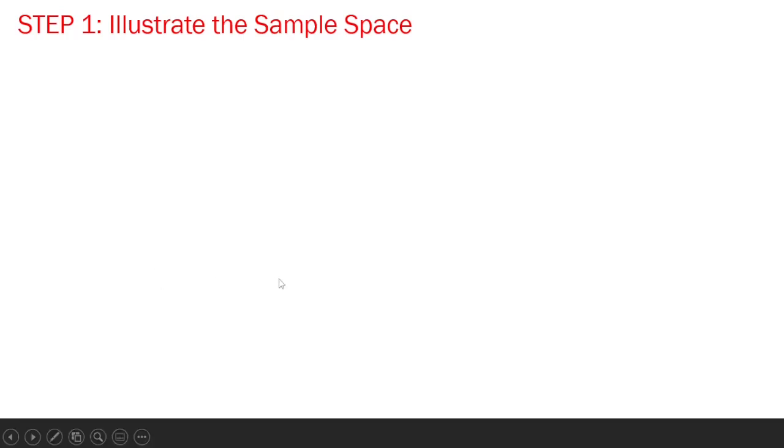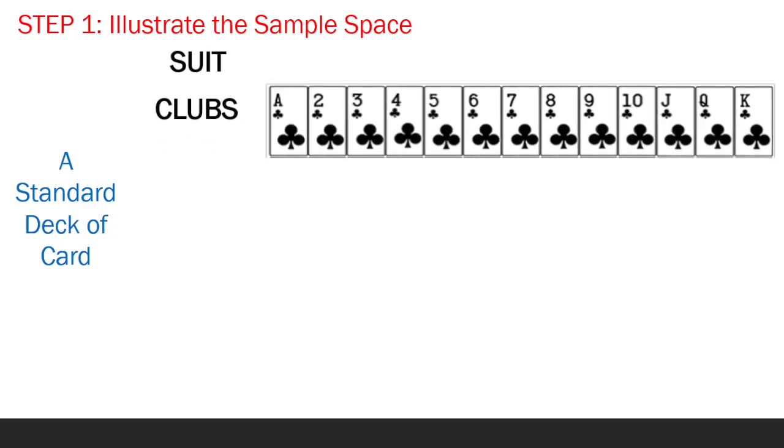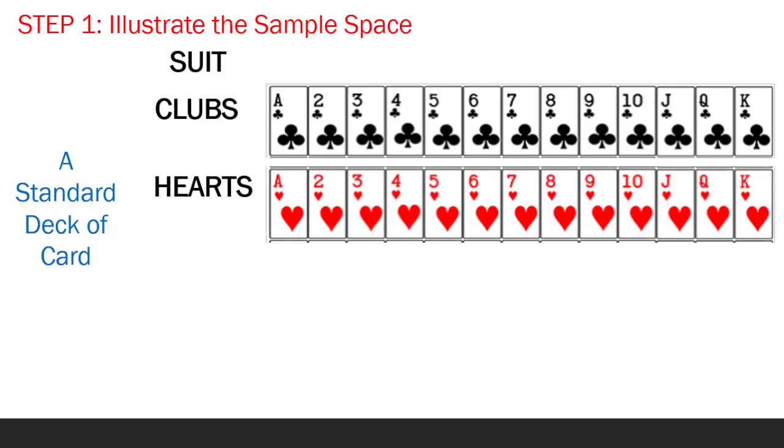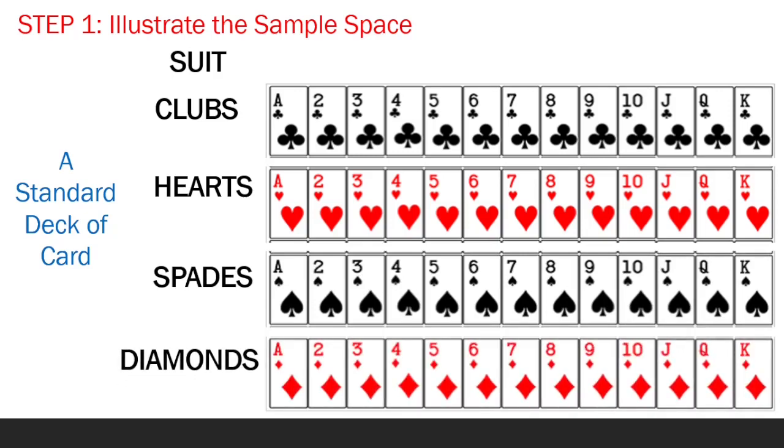Now, in illustrating the sample space, let's first have an idea about a standard deck of cards. So a standard deck of cards has 4 suits. We have clubs, starting from ace to king, we have 13 clubs. Hearts, we also have 13 cards. Spades, 13 cards as well. Diamonds, 13 cards as well. Now, if we add these 4, 13 plus 13 plus 13 plus 13, that is equal to 52. Therefore, a standard deck of cards has 52 cards in which it has 4 different suits: clubs, hearts, spades, and diamonds.